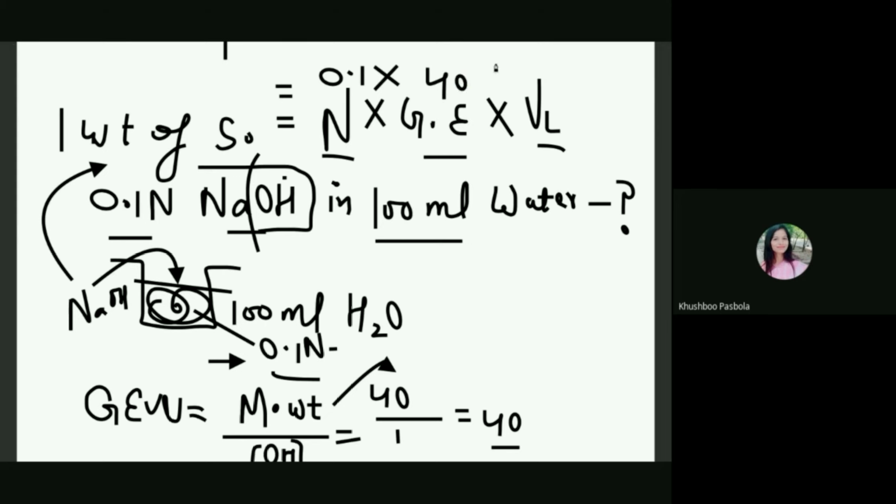So 40 into, now the volume should be in liters, right? And here I am taking 100 ml. So 100 ml is equal to how many liters?